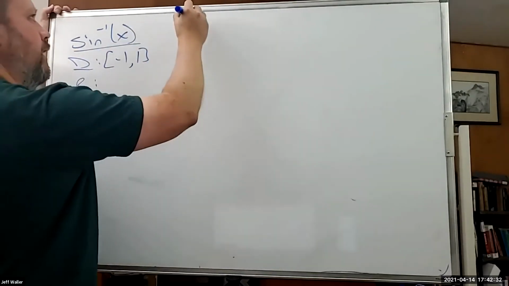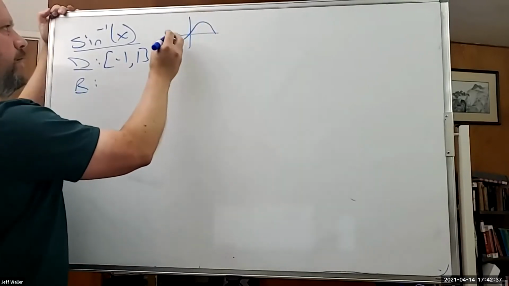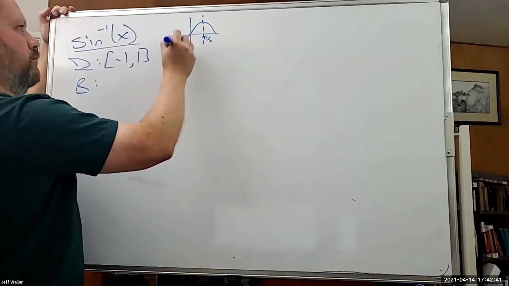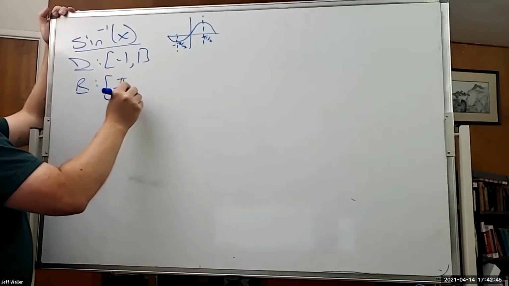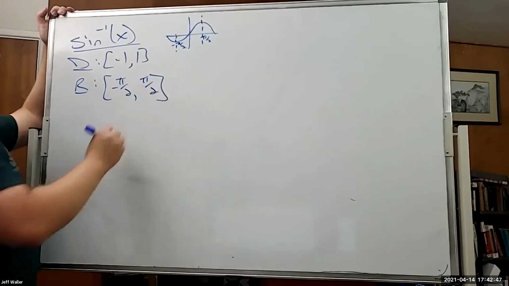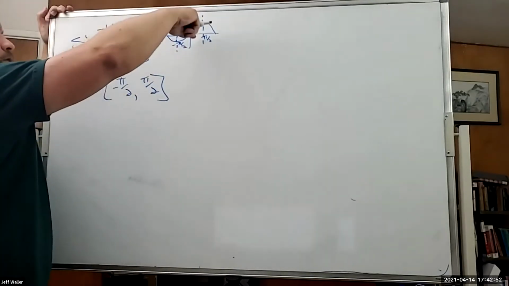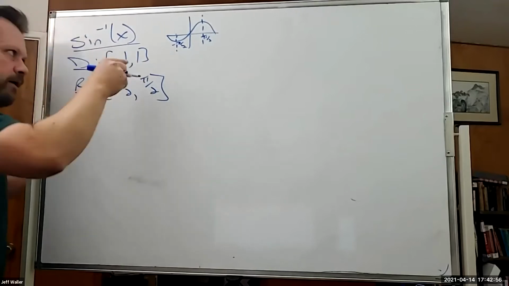So remember sine, what did we have to do to make this work? We had to cut it here and there. Remember? Pi over 2. So I'm giving it away. -pi over 2 to pi over 2. And of course, the range here for sine is -1 to 1. So the domain of inverse sine becomes -1 to 1.